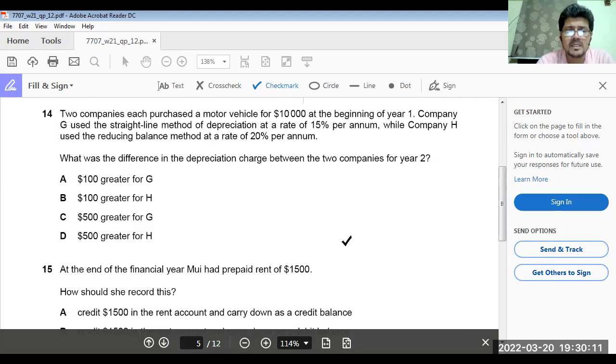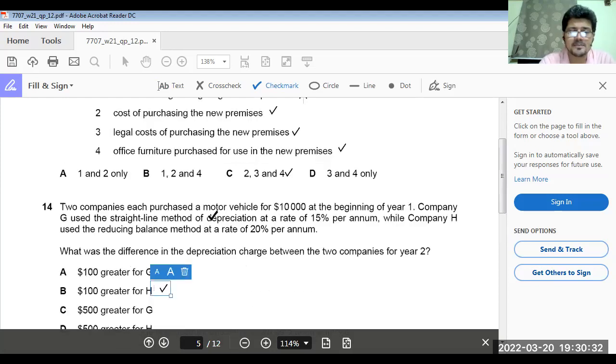Okay, but what about the second company? 10,000 multiplied by 20%, 2,000. So 8,000 is the book value while computing the second year's depreciation. 8,000 multiplied by 20%, the answer is 1,600. So $100 greater for H should be the answer.